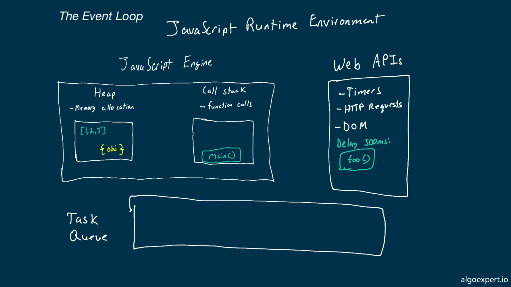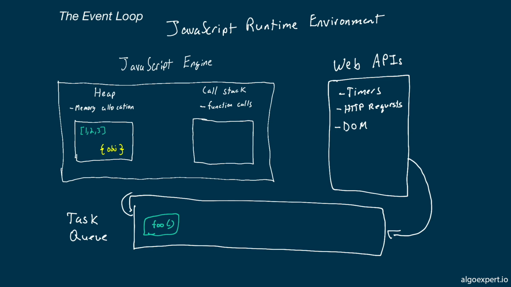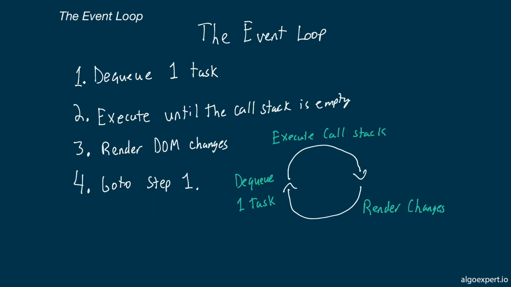Okay, so when the timeout delay finishes, the web API queues up the foo function in the task queue. And now what happens is the task queue will wait for the call stack to be empty. And once it is empty, it removes the first task from the queue, so the first one in line, and moves it onto the call stack to execute that code. So in this case, only once main completes and is popped off of the call stack would foo be moved onto the call stack from the task queue. And this overall process is known as the event loop.